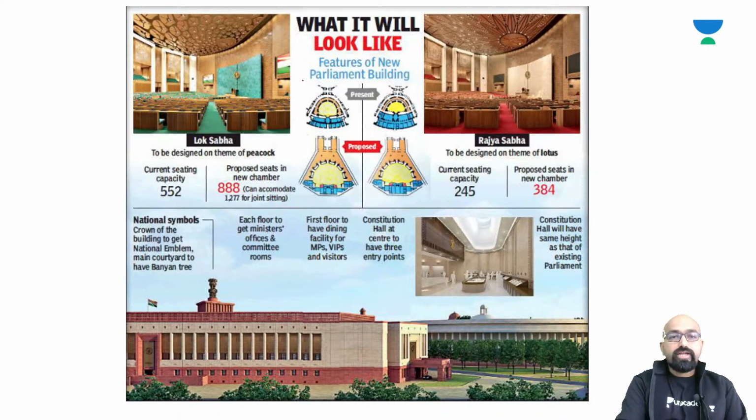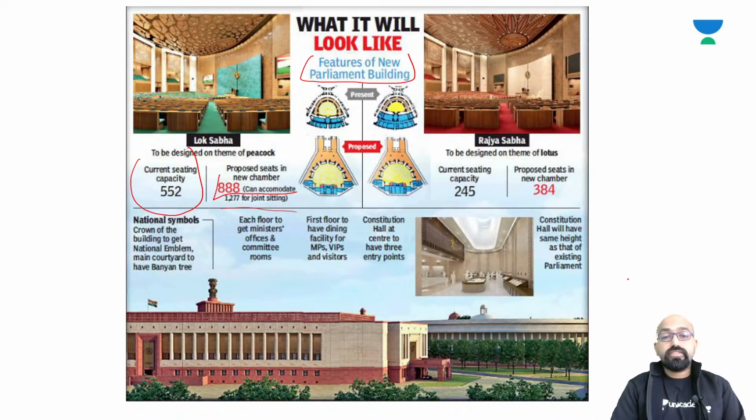Along with that, a triangular parliament building will be built next to the existing one. If we are talking about features of this parliament building, earlier in the old premises we had a seating capacity of 552, but in this new chamber we are proposing 888, plus it can accommodate 1277 members seating capacity in the joint sitting as well, right?